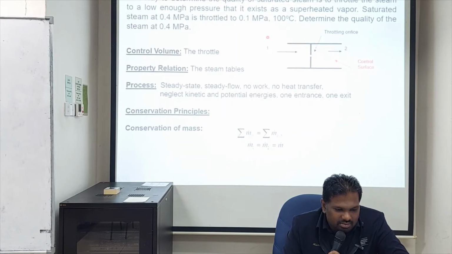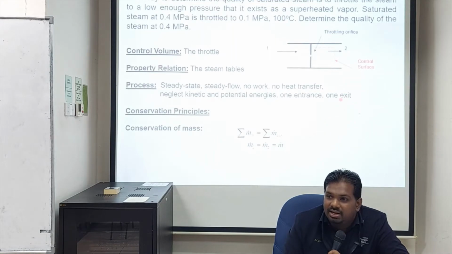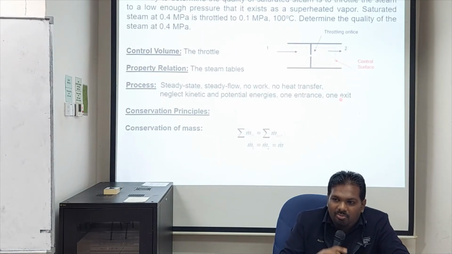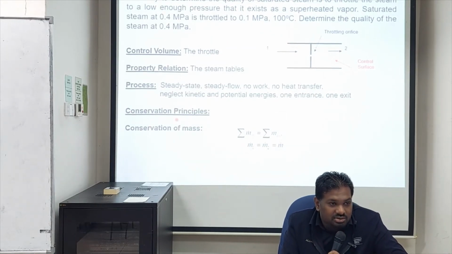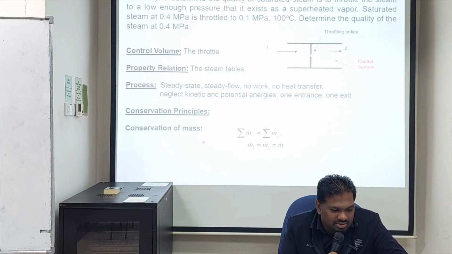Here you already know. Okay, for throttling, no work done, no heat transfer, no kinetic energy and no potential energy. Okay, so one entrance and one exit, meaning M1 equals to M2. So mass 1 equals to mass 2. So you apply the conservation principle, conservation of mass. So M1 equals to M2, so you consider it as M, because they are the same.